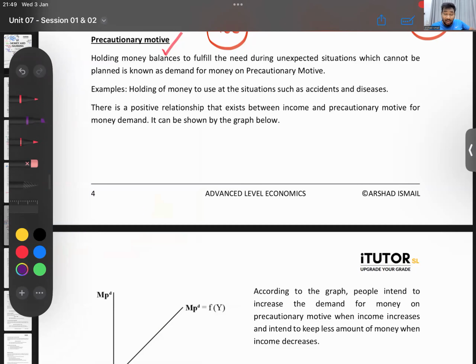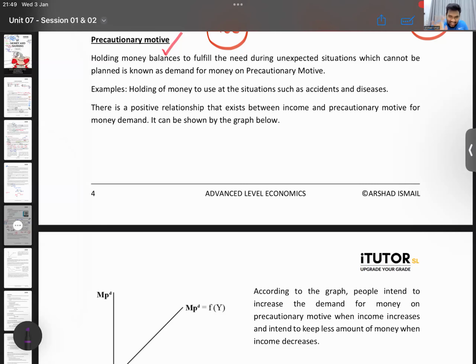Maybe what if you fall sick? What if your vehicle meets with an accident? Who knows? So you will keep money not for your day-to-day transactions. You will keep money for precautionary purposes in case of any unexpected situation. That's another reason that people demand money. Try to understand what is demand for money: keeping money in the form of cash itself.